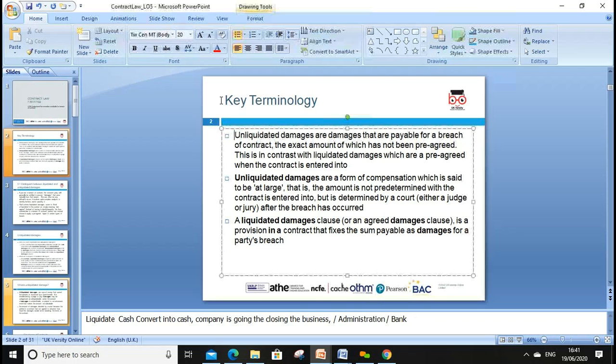So today's lesson will focus on unliquidated damages, which are the damages that are payable for the breach of the contract.